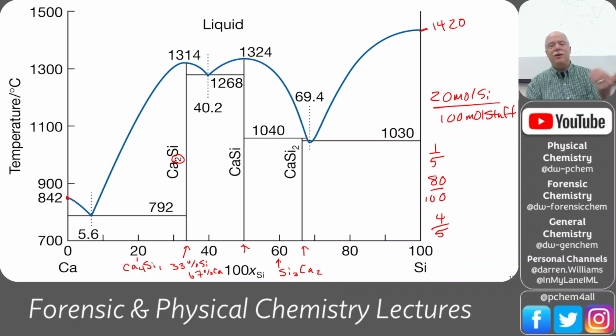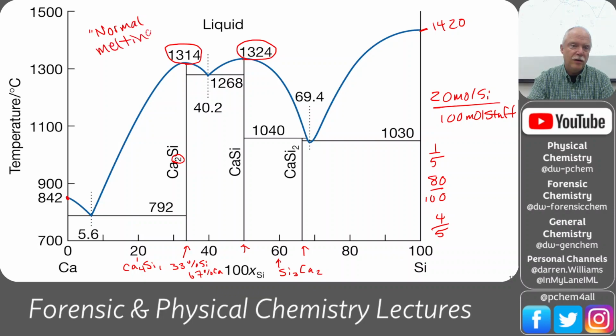And there's no way to predict the melting points of these other compounds just by knowing those 2 melting points. Material scientists have to actually make these different alloys and compounds and see what exists. And so it turns out that these first 2 have pure melting points. So these substances have normal melting points of 1314 and 1324. So these are, I will say, normal melting points.